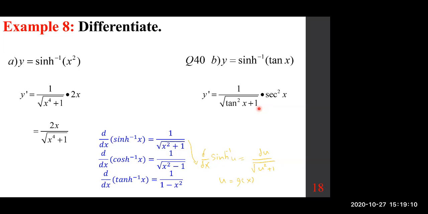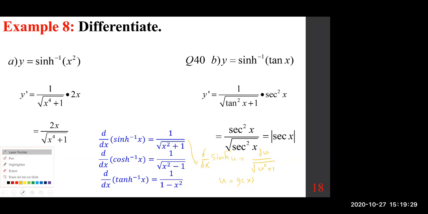And now, I hope you remember that this was secant squared. Now, the final answer is an absolute value. The reason why, class, is that the square root of secant squared x is not secant x. By definition, it is an absolute value. Okay, that's the reason.